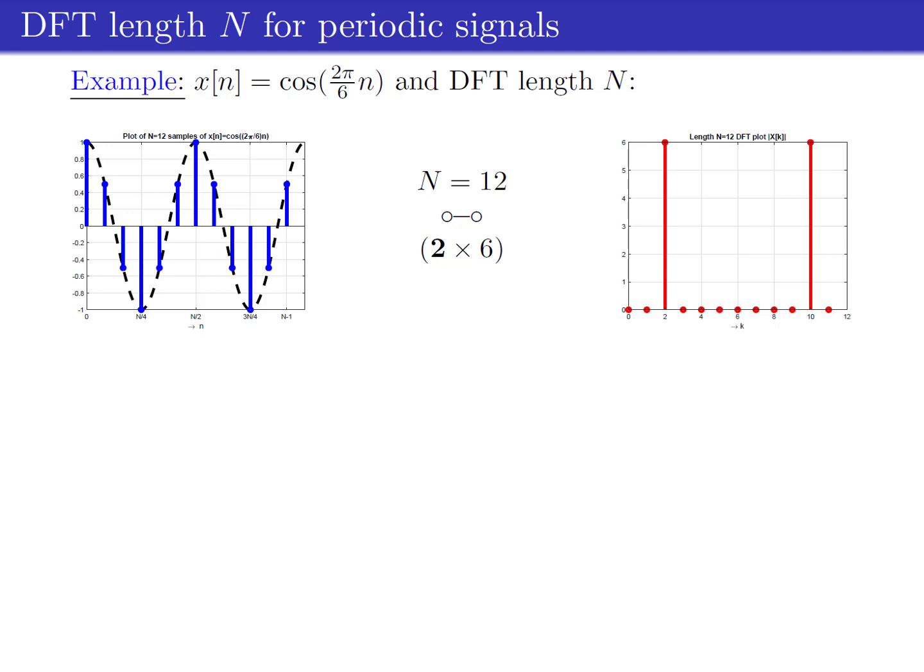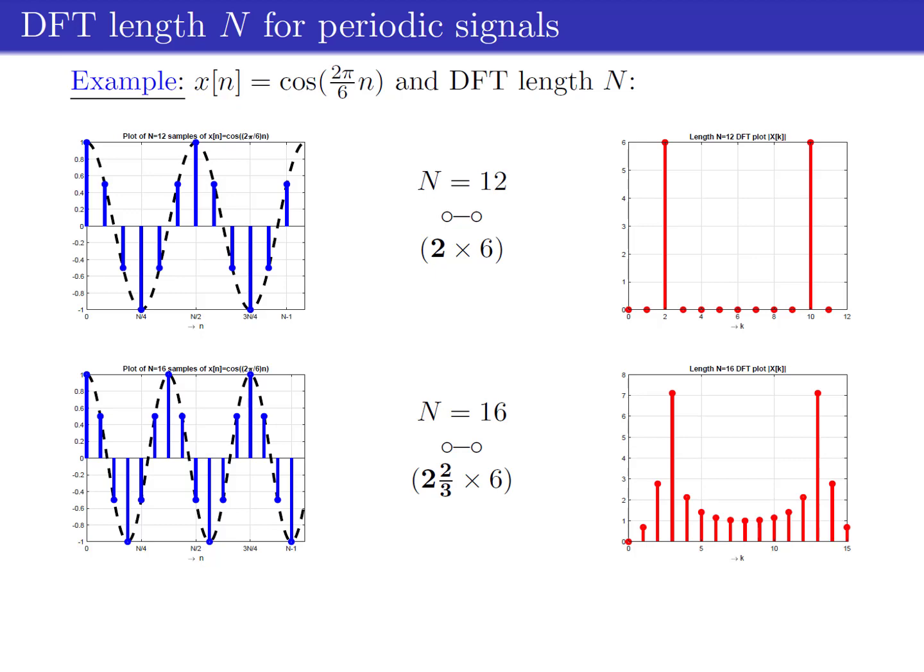Furthermore, the inter-frequency distance of the 12-point DFT is 2 pi divided by 12, which implies that the two frequency indices k is 2 and minus 2 are related to the two relative frequencies theta is 2 times 2 pi divided by 12 is 2 pi divided by 6 and minus 2 pi divided by 6, which are indeed the two phasor frequencies of the sinusoidal signal x[n].